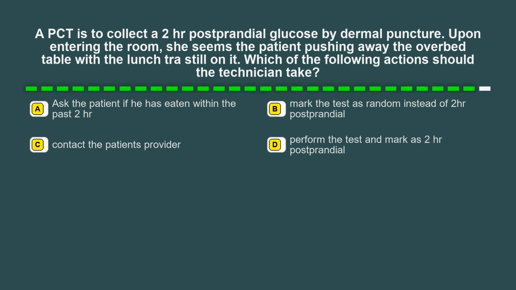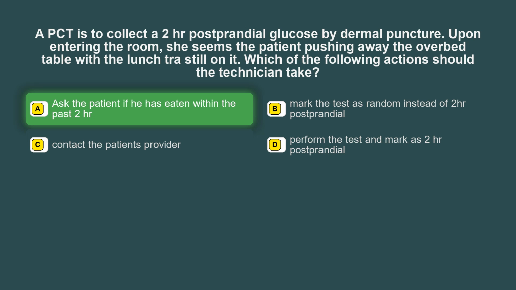Question 23. A PCT is to collect a 2 hours postprandial glucose by dermal puncture. Upon entering the room, she sees the patient pushing away the overbed table with the lunch tray still on it. Which of the following actions should the technician take? Option A. Ask the patient if he has eaten within the past 2 hours. Option B. Mark the test as random instead of 2 hours postprandial. Option C. Contact the patient's provider. Option D. Perform the test and mark as 2 hours postprandial.